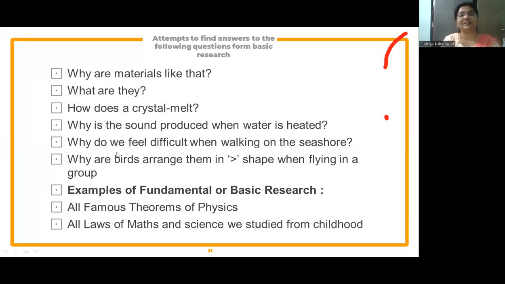Now let us consider here, I have given you some questions to find out some form of the basic research. Why are materials like this? What are they?